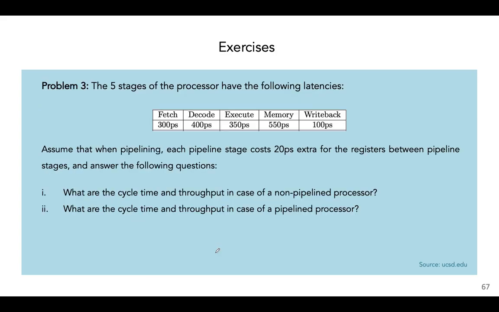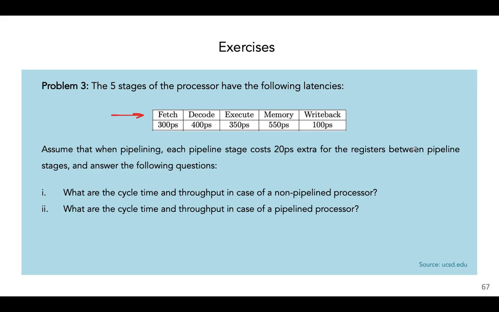Moving on, problem 3. The 5 stages of a processor have the following latencies. So suppose we have a hypothetical processor and it has these 5 stages: fetch, decode, execute, memory, and write back. Now latencies is basically another word for delays, right? Assume that when pipelining is used, each pipeline stage costs 20 ps extra for the registers between pipeline stages.